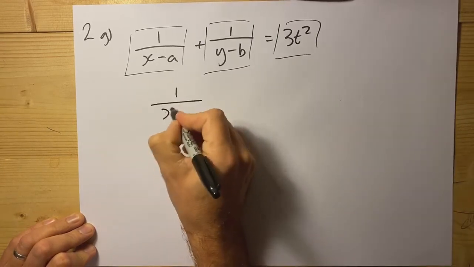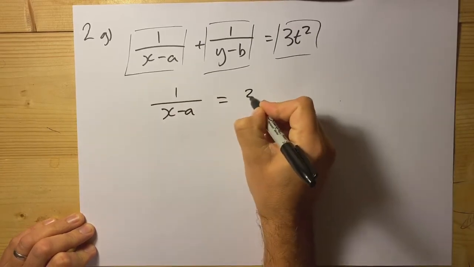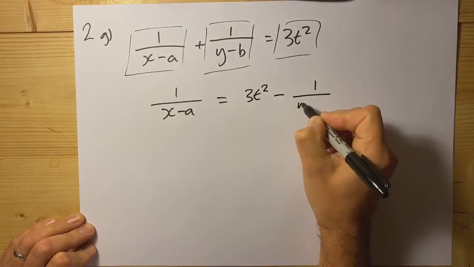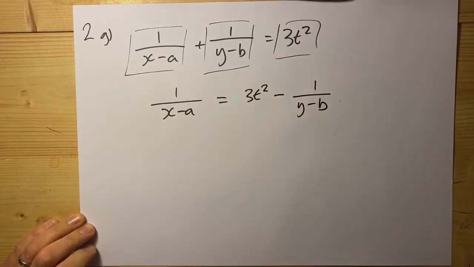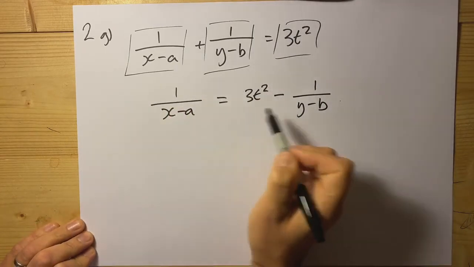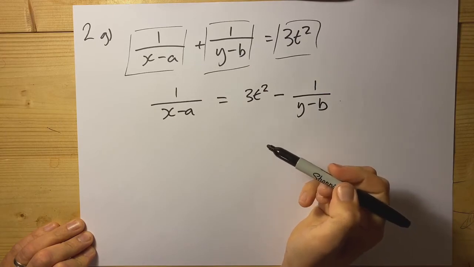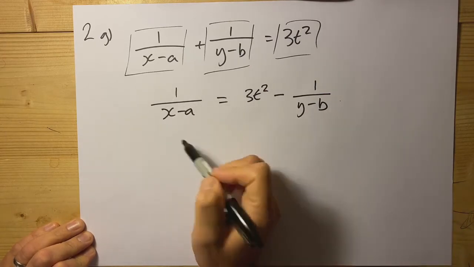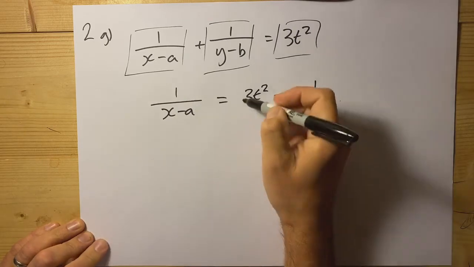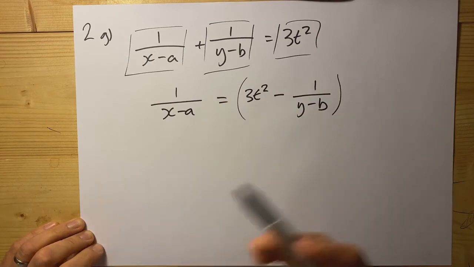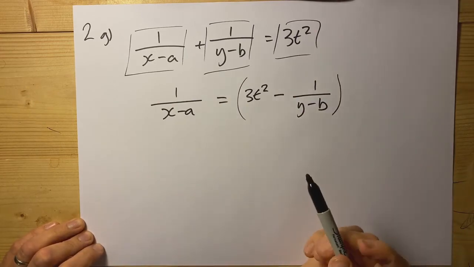So we have 1 over x minus a equals 3t squared minus 1 over y minus b. Okay, so we've just taken it off both sides. It means we've cancelled it out off this side, and it's basically moved over here. So now we've achieved our first thing. We've got this thing by itself, and so we can concentrate a bit on that. And we're not going to need to worry about this anymore. So let's just put this in brackets, because we don't need to do anything about it.